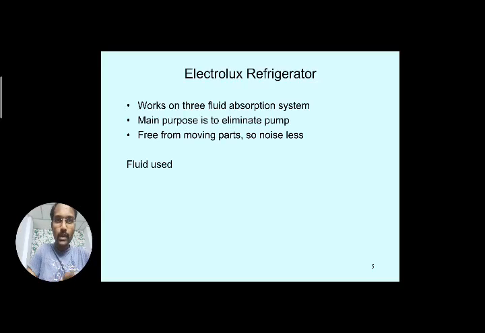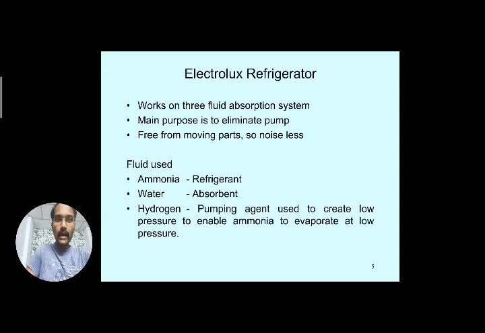Now here, what are those three fluid systems we see? One is ammonia, refrigerant, and water is absorbent, and next hydrogen. Just you can note that sentence. So it is a pumping agent, used to create low pressures to enable ammonia to evaporate at low pressures. So here, as I already told, hydrogen is present in the evaporator, so what it will do is it enables the ammonia, whatever ammonia came into the system at high pressure, without the use of an expansion valve.